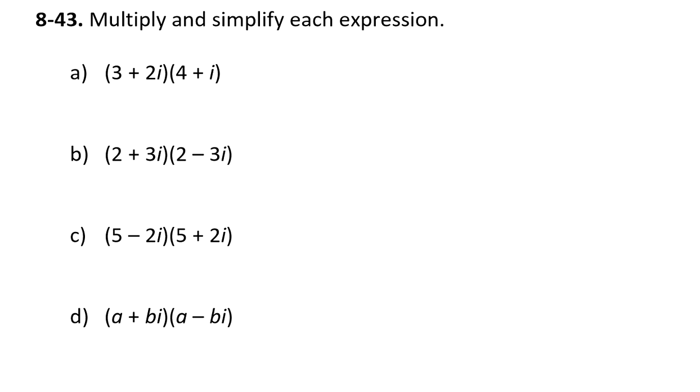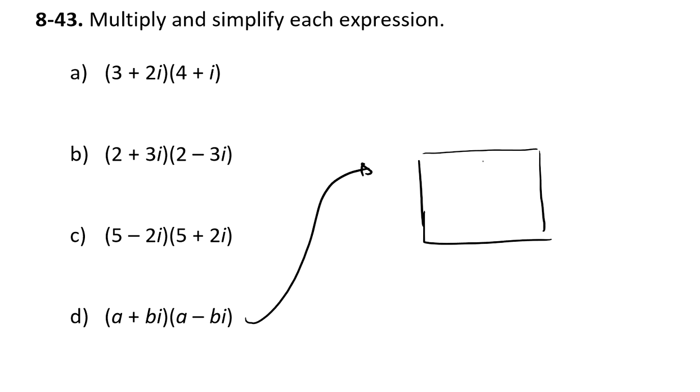I know the fact that these have the i in them seems like they're a little bit more mysterious, but just remember it's just the imaginary index, and when we see i squared, we know that that equals -1. And for each of these, you can use a generic area model. I don't think you actually need to for these problems, but if we look at D, we're multiplying a plus bi times a minus bi.